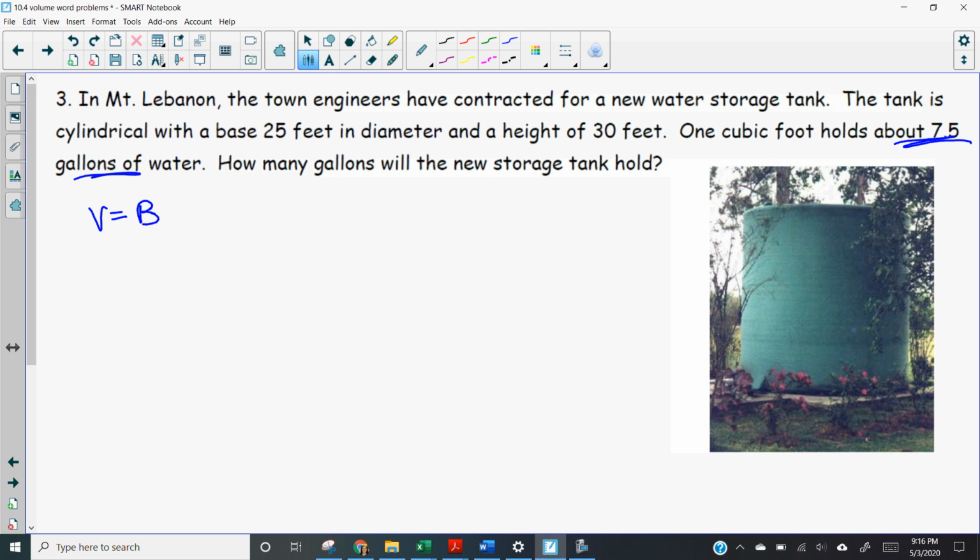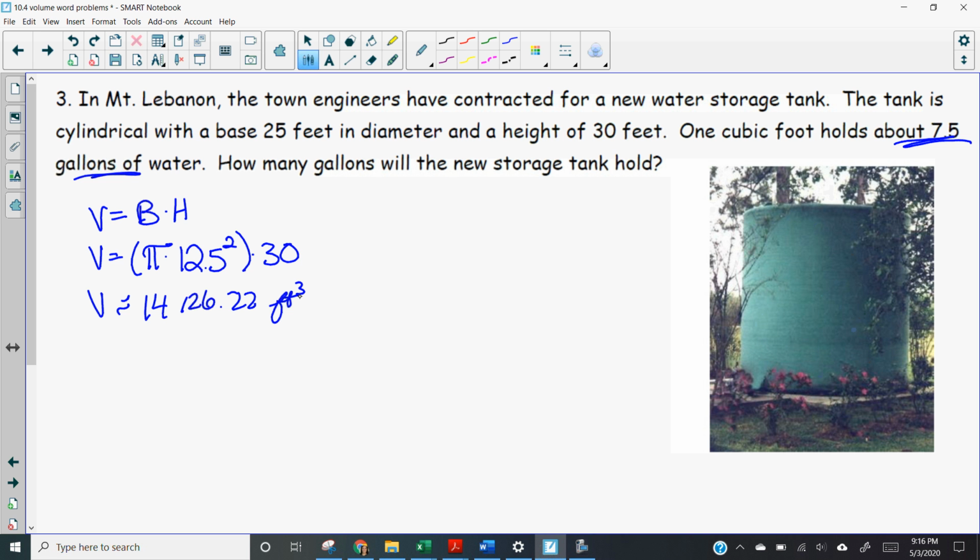So the area of the base times the height, that is a circular base. So we want pi times 12.5 squared. Did you catch that the diameter is 25, so we want to cut that in half, times the height of the whole thing. So the volume is about 14,726.22. Now this one's already in cubic feet, so no need to convert there. That's its volume. Now we just need to know how many gallons it will hold.